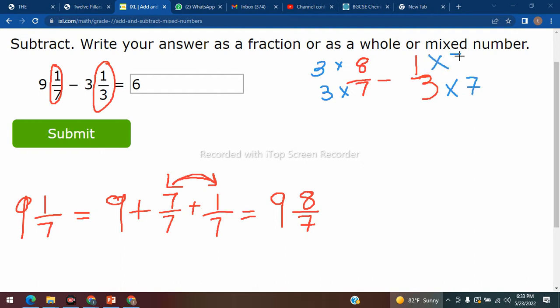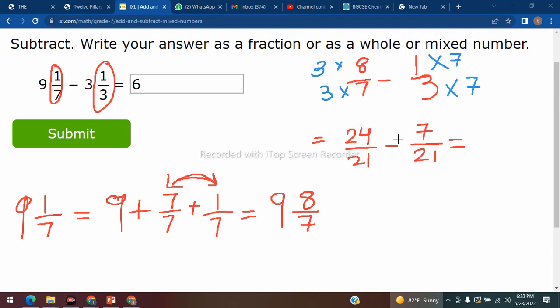Whatever we do to the bottom, we must do to the top. And so it is going to be 7 times 3 is 21. 8 times 3 is 24. 3 times 7 is 21. 1 times 7 is 7.